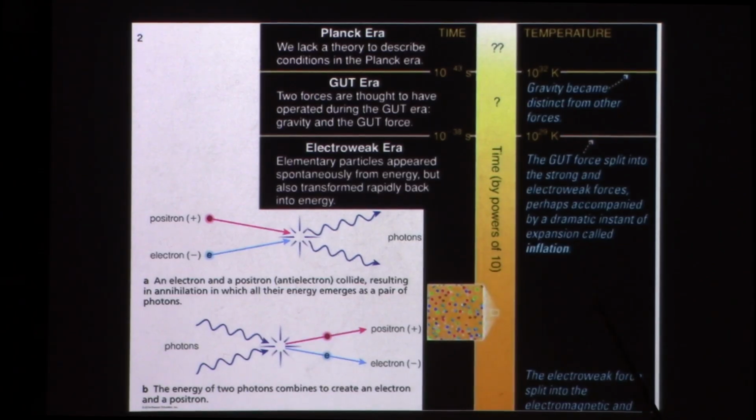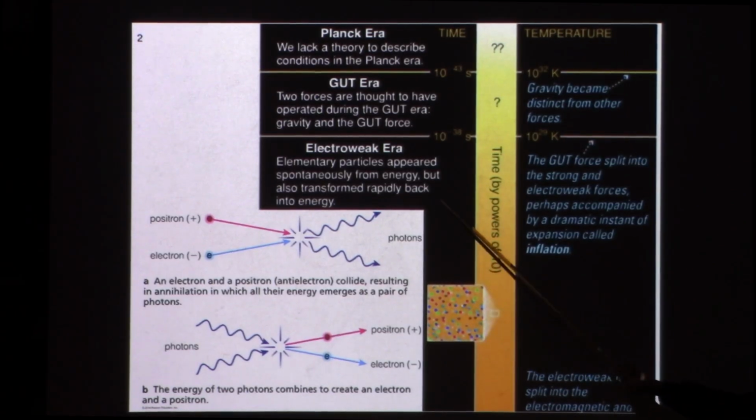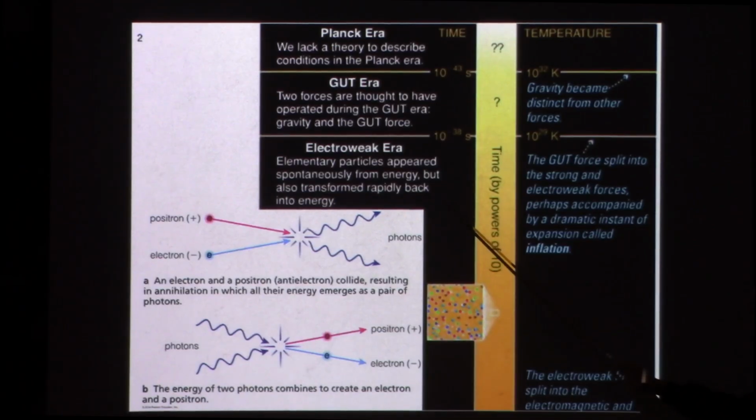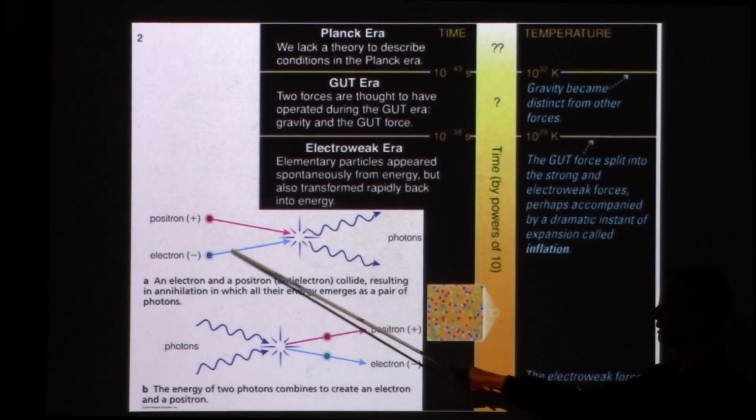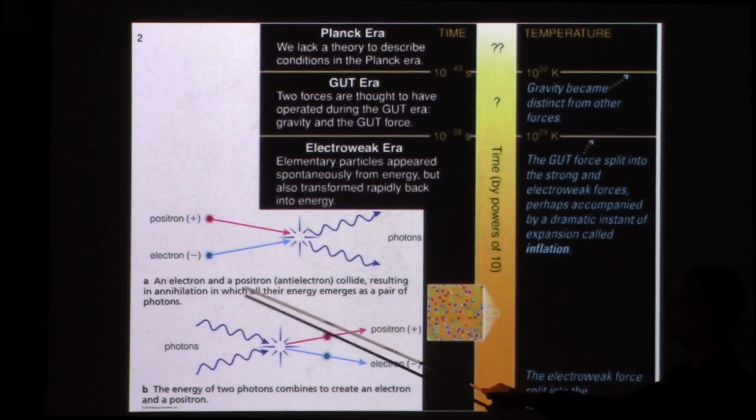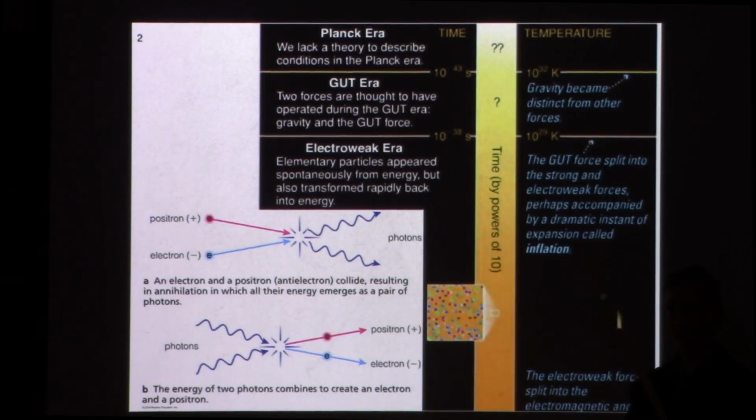More on that later. In the electroweak era, elementary particles appeared spontaneously from energy, but also transformed rapidly back and forth into energy. The energies are so high that you've got a soup of particles and their antiparticles. And you probably know that if a particle meets its antiparticle counterpart, then they can annihilate into a pair of photons. So there's that happening.